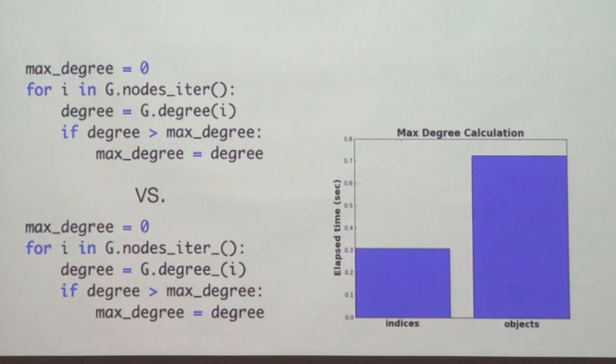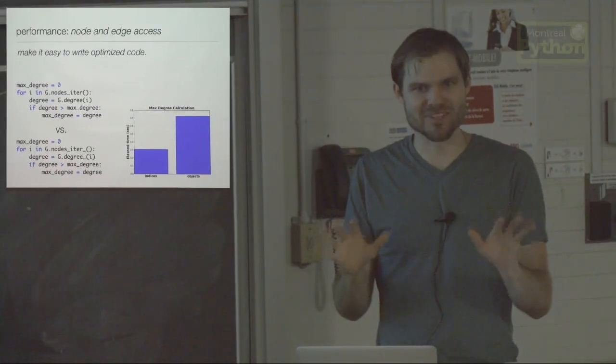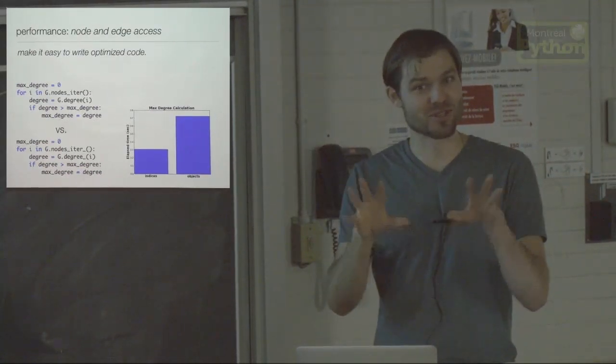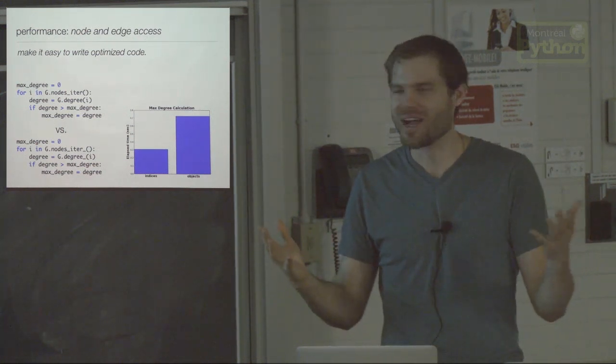And let me emphasize that. You add underscores to things, and it makes everything faster. And that is the way that, in my opinion, optimization should work, right? You write your code so that it looks good, and then you add underscores, and suddenly it's two times faster.